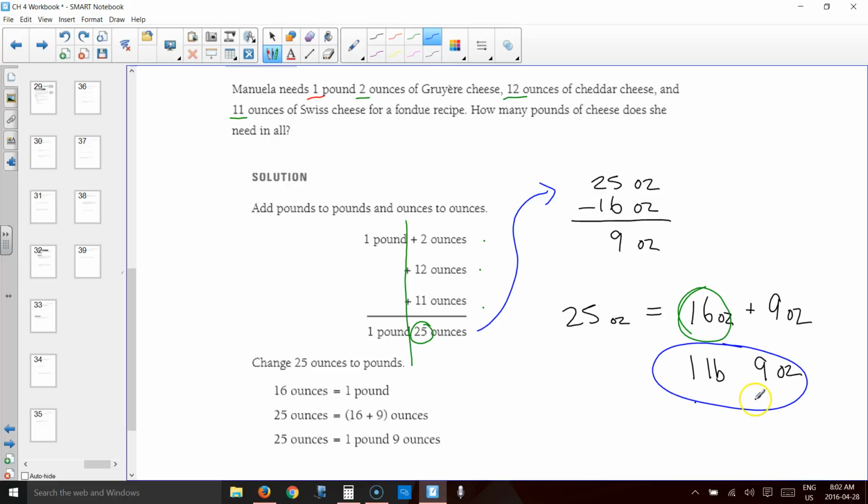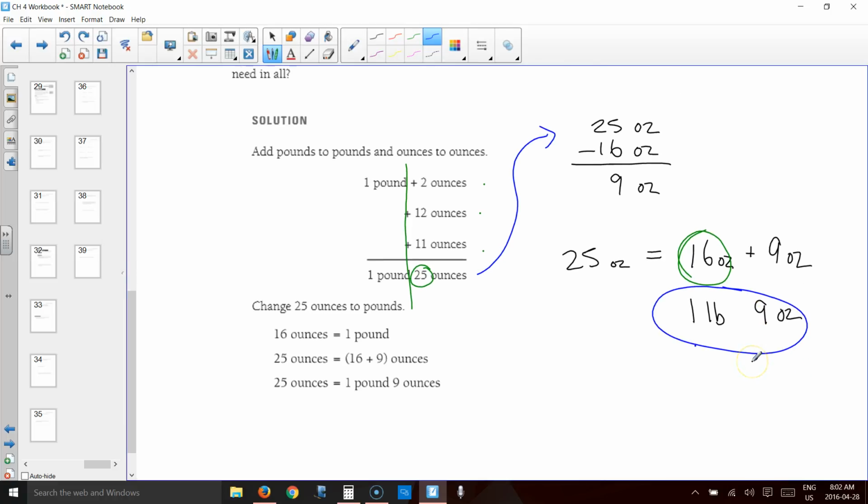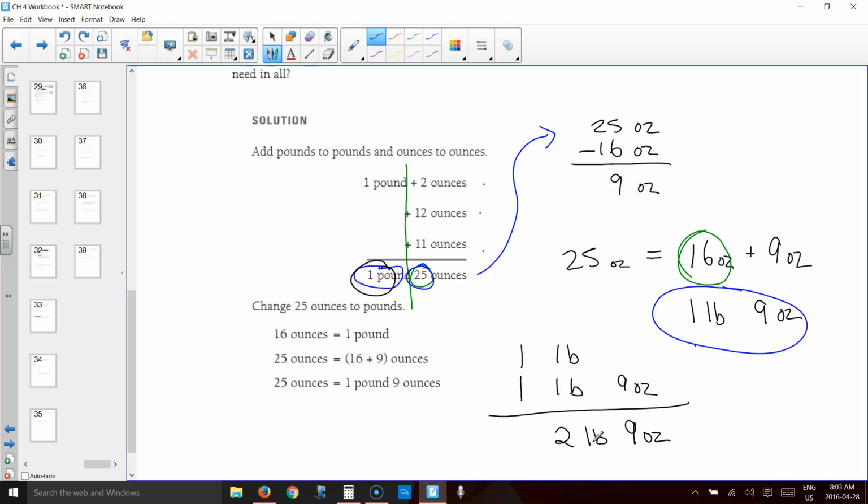And let's say we add everything up. We have this original 1 pound sitting here, and we have this 25 ounces, and in total, if we add them together, let's take our 1 pound that was on this side here, and let's also take our 1 pound and 9 ounces, and in totaling that up now, we have 9 ounces on this side here, and we have a total of 2 pounds. So 2 pounds, 9 ounces is how much cheese we have.